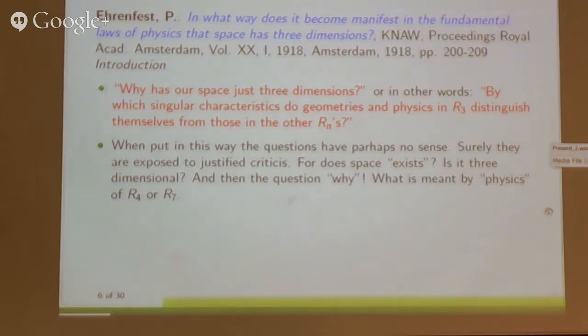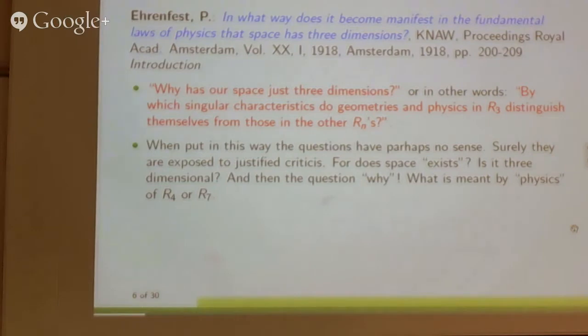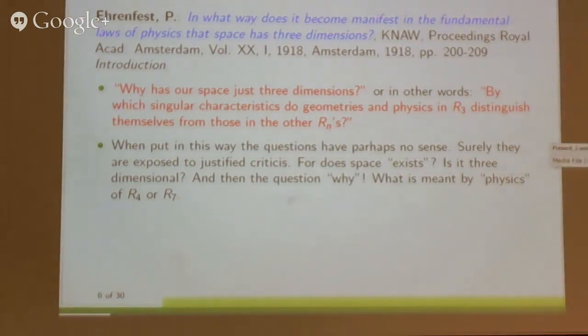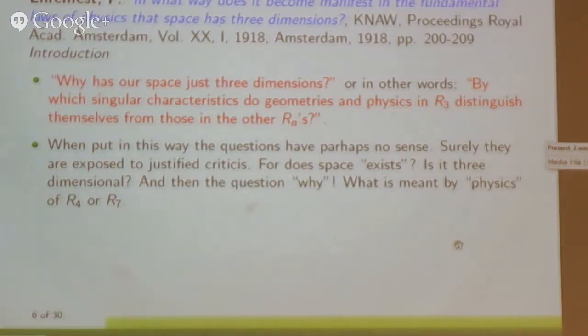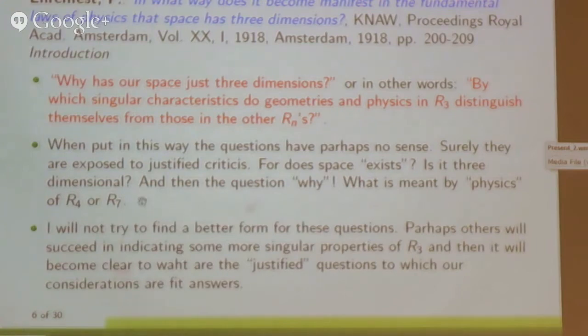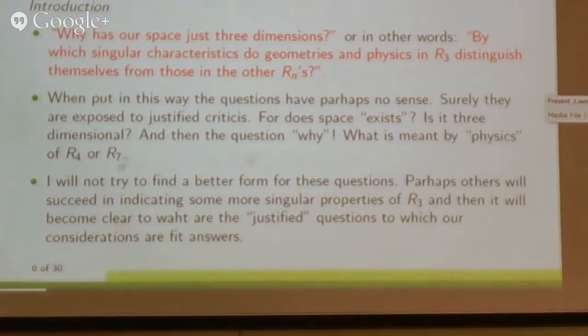And he himself writes that when we put it in this way, the equations have perhaps no sense. Indeed, and then he rephrases this question in many different ways, and also what is meant by physics of R4 or R7, and why they are different, and what is the exceptional property of R3. And then he wrote that he will not try to find a better form for these questions. Perhaps others will succeed in indicating some more singular properties of R3, and then it will become clear what are the justified questions to which our considerations are fit answers.